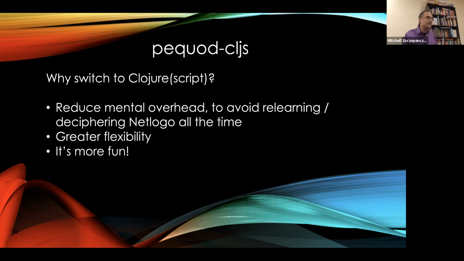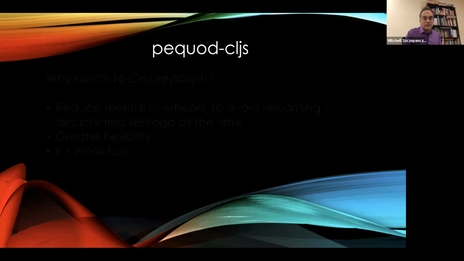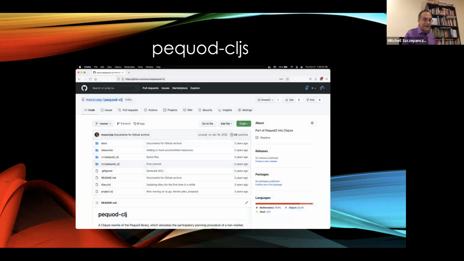So I decided to rewrite the app first as a Clojure app. In fact, this is a screen grab of the GitHub repository for a first attempt at Pquad in Clojure, named Pquad CLJ. And this had some success, but it also had some failings in that I found it very hard to iterate development. That is, I wanted to be able to very quickly update things and see updates happen faster than I think Clojure could accord.